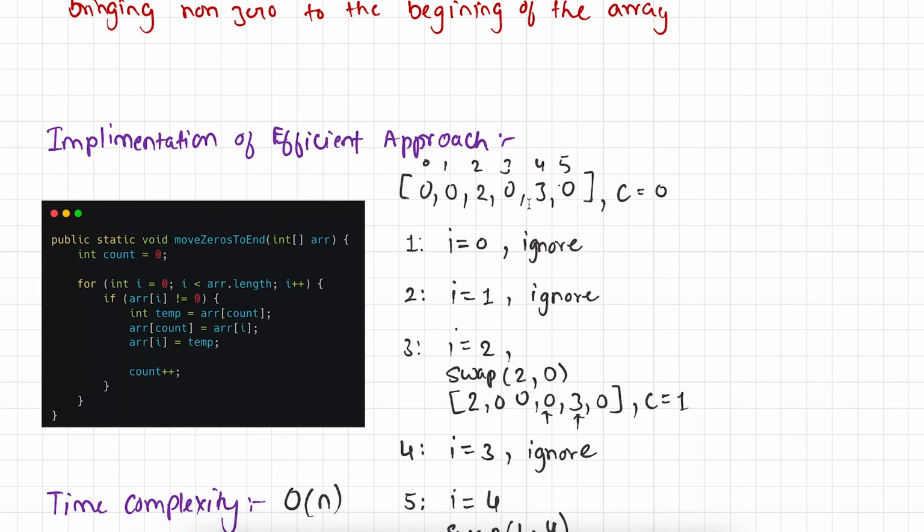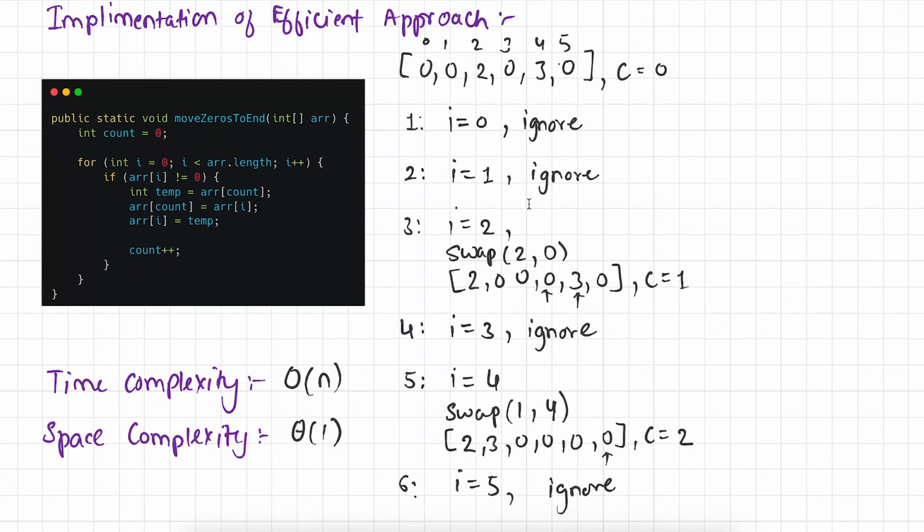Now let's see the implementation of this efficient approach. So here you can see that we have a function moveZerosToEnd, and this function is taking an array as input. In the first statement we are initializing the count variable to 0. It means so far we have 0 non-zero elements.